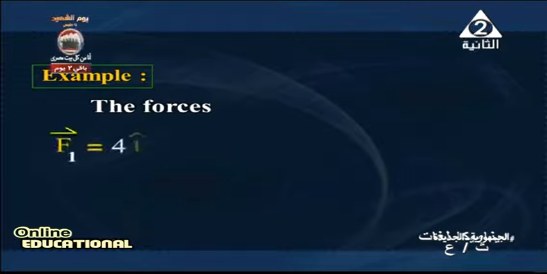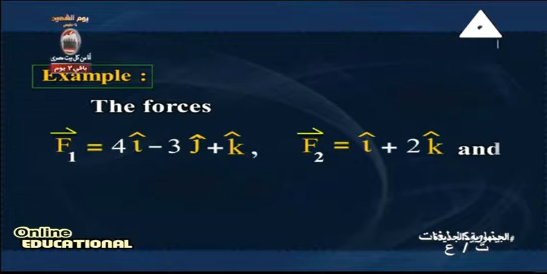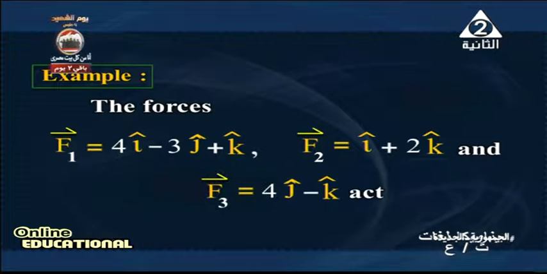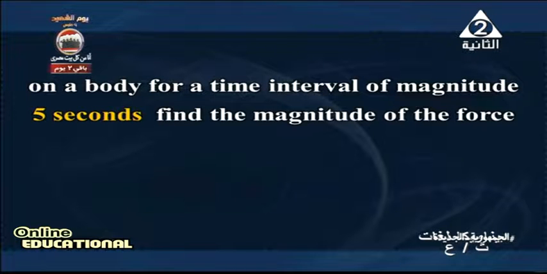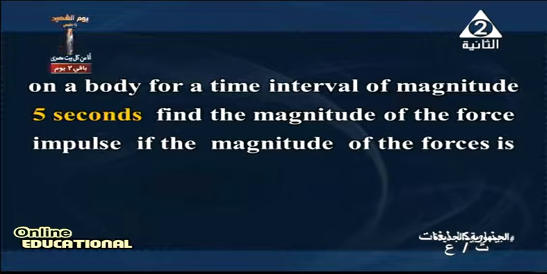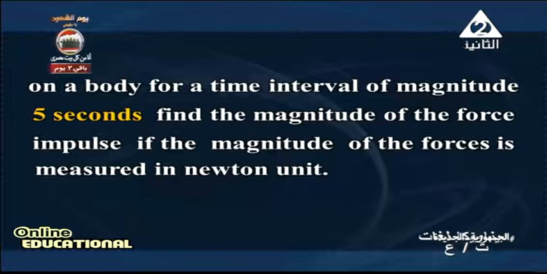Another example: the forces F1 vector equals 4i minus 3j plus k, F2 vector equals i plus 2k, and F3 vector equals 4j minus k. These forces act on a body for a time interval of magnitude 5 seconds. Find the magnitude of the force impulse if the magnitude of the force is measured in Newton unit.